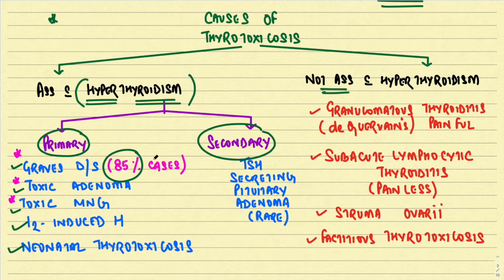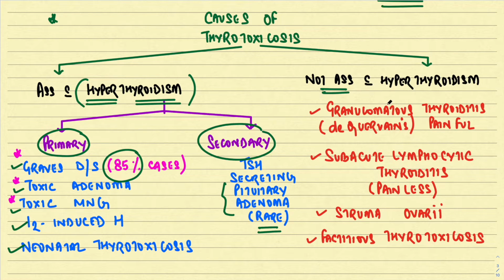Now, the causes of secondary hyperthyroidism, as I have already explained, lie at the level of the pituitary gland or at the level of the hypothalamus. So, for example, if there is a TSH-secreting pituitary adenoma. Secondary hyperthyroidism is quite rare. Now we come to the causes where it is not associated with hyperthyroidism.